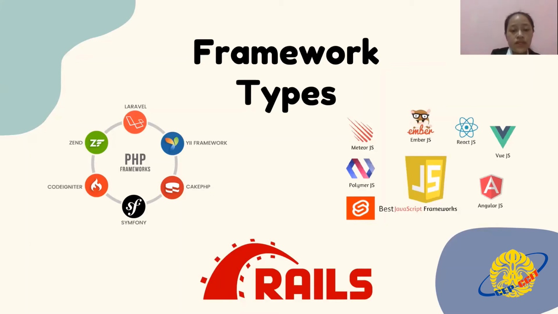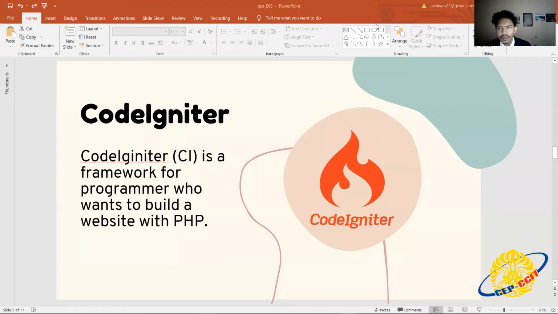And the last one is the Ruby framework. Ruby is a web application framework that includes everything needed to create database-backed web applications according to the Model View Controller, or MVC, pattern. Ruby on Rails is an example of a Ruby framework.